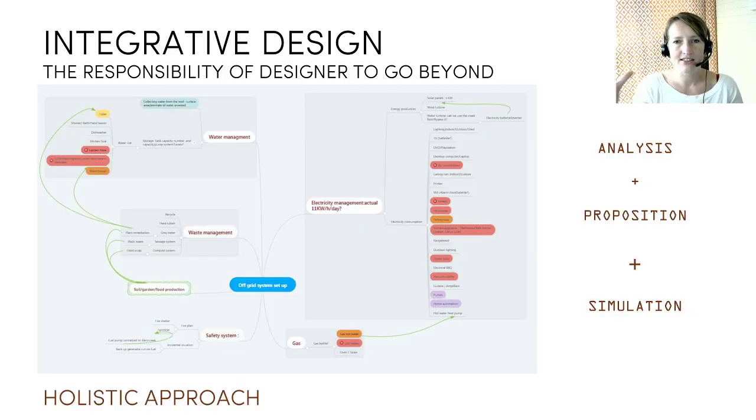So now, having this said, there is this integrative design, and this is a responsibility of the designer to go beyond what is a general aspect of design and architecture, and have this holistic approach that gives you the possibility to actually manage waste management on site, have a reflection about water management, about the electricity production.